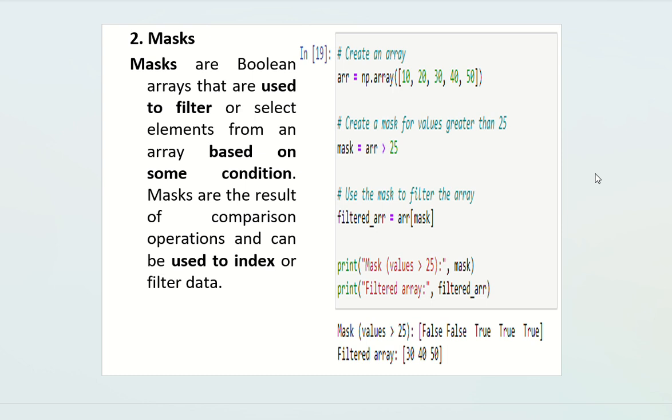Which is similar to the previous topic. So we are creating an array: array is equal to np.array 10, 20, 30, 40 and 50. Create a mask for values greater than 25. So for greater than 25, we are creating a mask, like we are filtering it. So mask values greater than 25. For the first 10 and 20 values, it will be returned as false, and for the next 30, 40 and 50, it will be displayed as true.